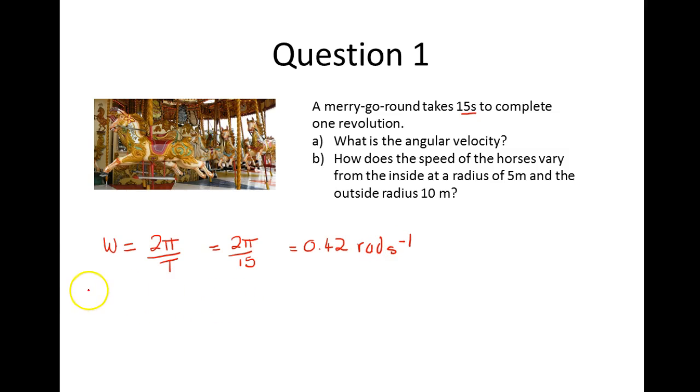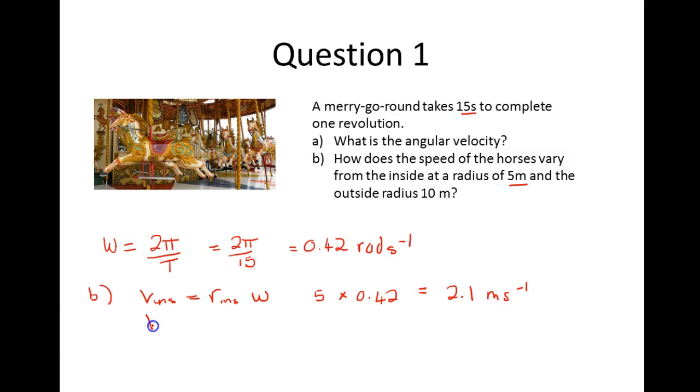For the second part, there are two ways I can look at this. We could start off by saying that V on the inside is R on the inside times omega, remembering that omega is the same. And so if I put in the numbers, that gives me 5 times, so the inside radius is 5 meters, 5 times 0.42 radians per second, which is 2.1 meters per second.